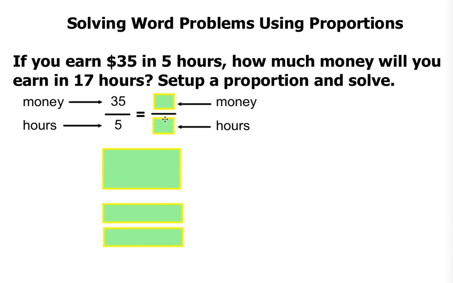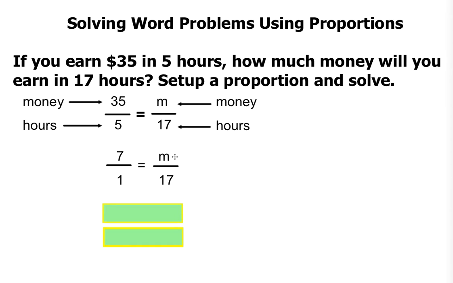For my second ratio, I'm trying to find out how much money you will earn in 17 hours. Since my first ratio uses hours in the denominator, I must also put 17 hours in my second ratio's denominator. So therefore, my numerator is an unknown value. I'm using M to represent the money earned by working 17 hours. So here's my proportion. Now use cross products to solve.